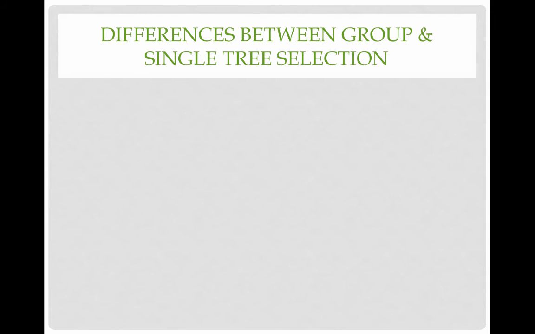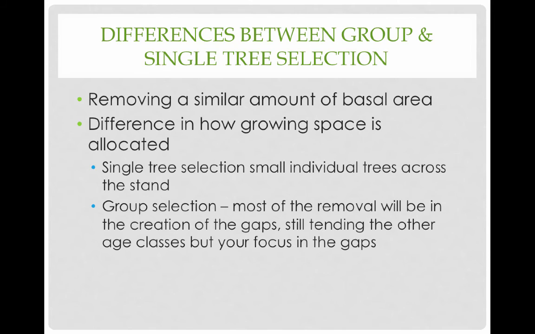We're removing a similar amount of basal area, but how we're allocating our growing space is different. With a single tree selection, we're removing small individual trees across the stand, so we're allocating growing space kind of evenly because we're removing trees from all diameter classes. Whereas with group selection, we're removing trees mostly because we're creating these gaps. There's still tending going on in the other age classes, but we're really focused on opening these gaps and creating growing space in them.